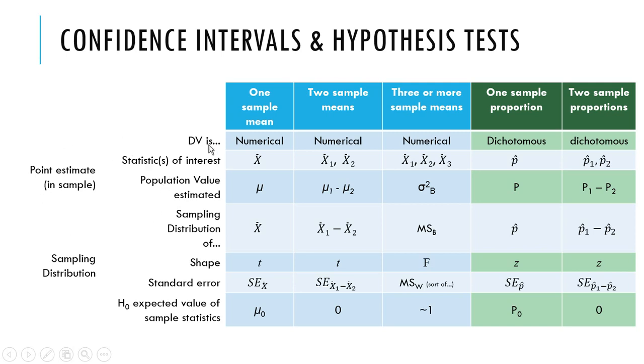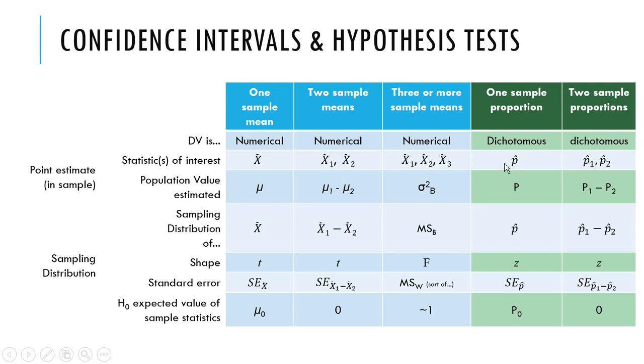But when you have your dependent variable that's numerical, then you have all these possibilities. You have your population value, your sampling distribution of the mean or of the difference between means, or the sampling distribution of the mean square between, the variance between means. The shape is T, or over here the shape of the sampling distribution is F. The standard errors are over here, kind of, the mean square within is sort of a standard error. The expected value of the sample statistics. I encourage you to lovingly study this table until you understand everything in it and why everything is where it is. But this is just to kind of show us where we're at right now. We've done one sample proportion, dichotomous data, all this information, and now we're going to do two sample proportions.